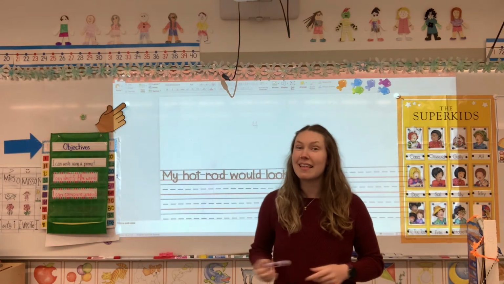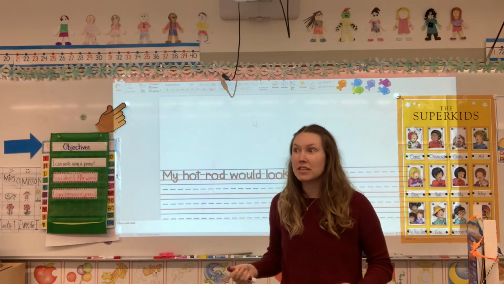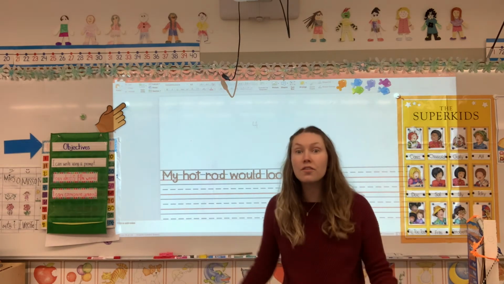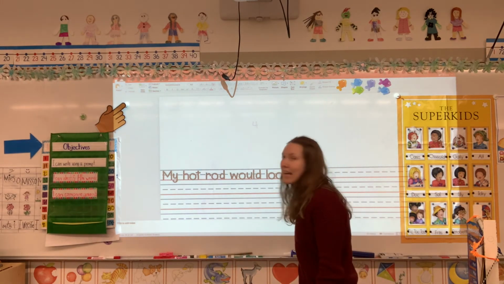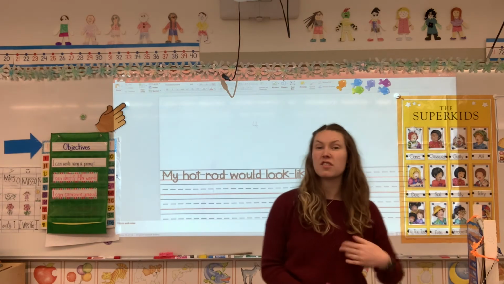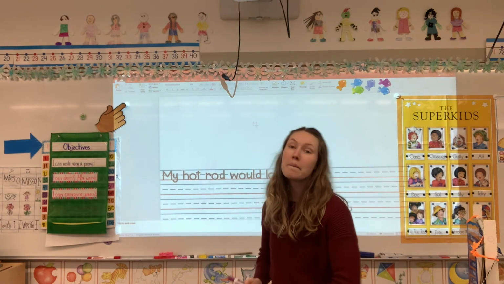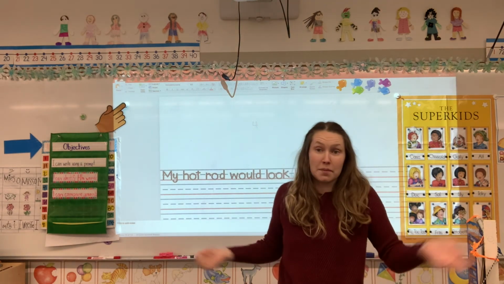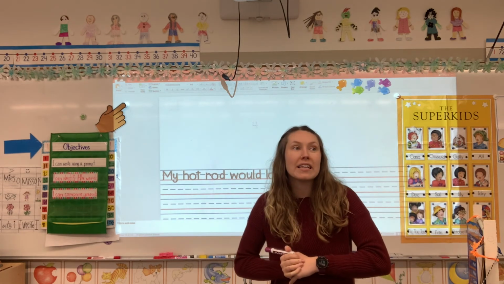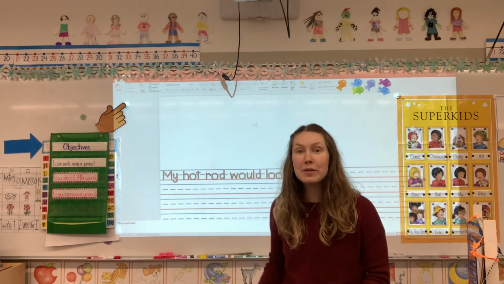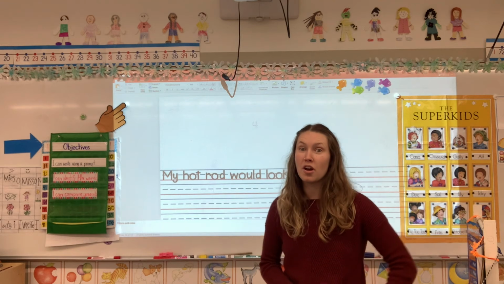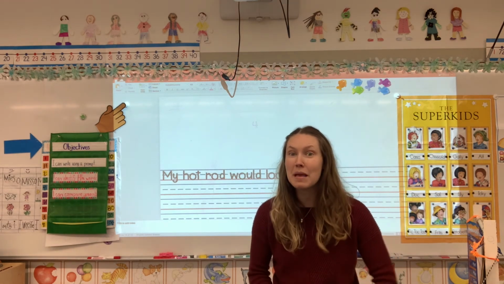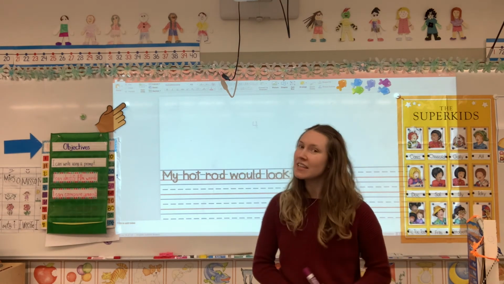Maybe you would say that it would look like a certain design, like it would look really colorful. You don't have to use the word like, you can just say would look, and you can use different words like colorful. Maybe you would want it to look like a certain pattern. Maybe you would want it to look like an animal. Maybe you want to say that your hot rod would be really fast. Maybe it would be camouflaged. There are lots of different ways.